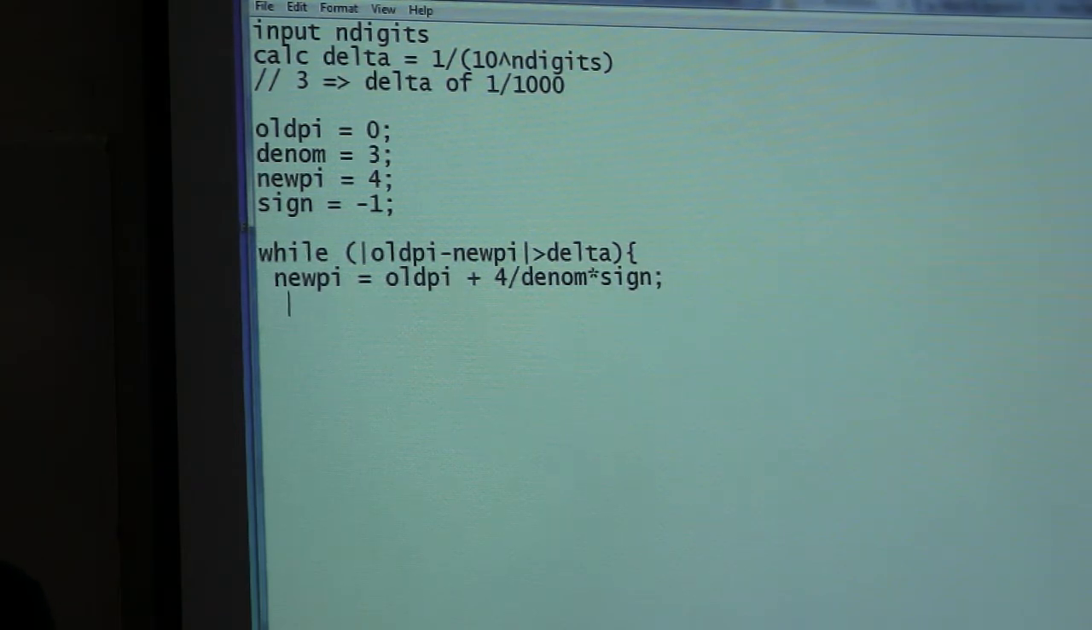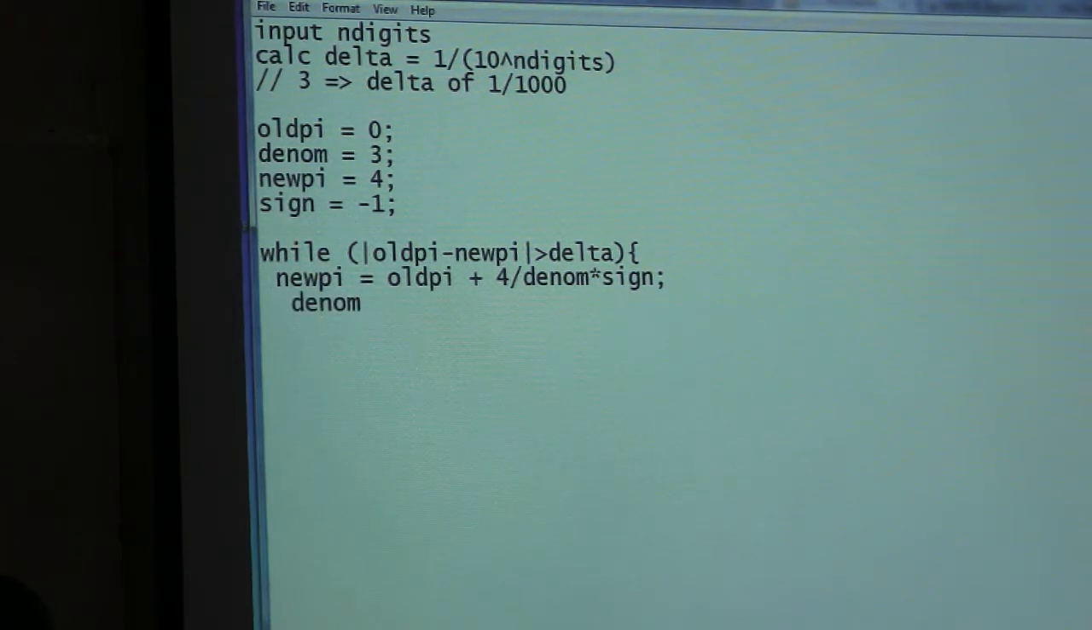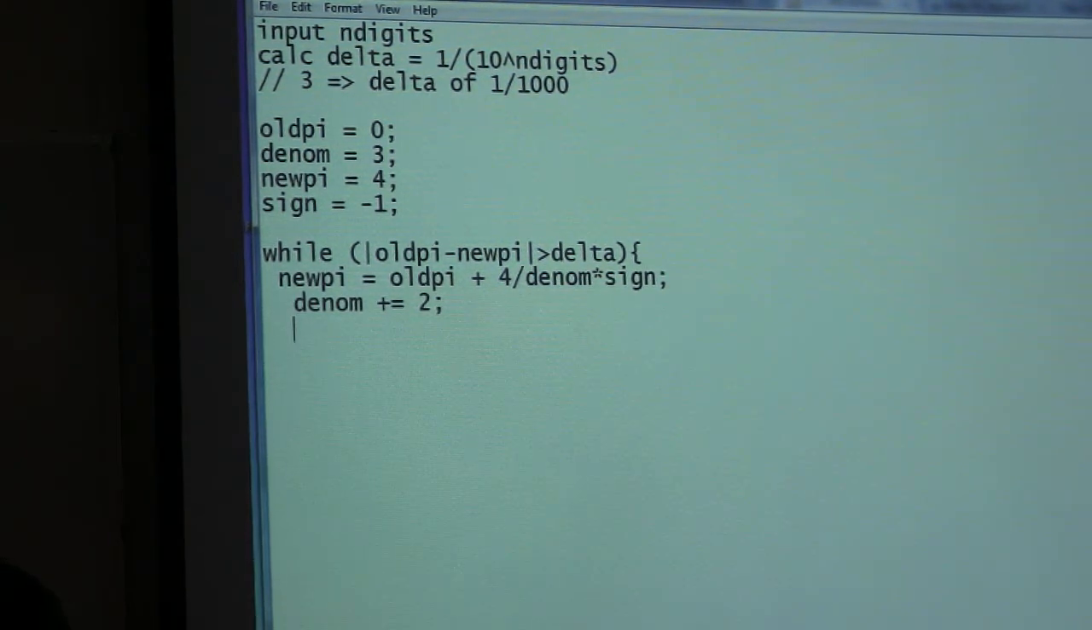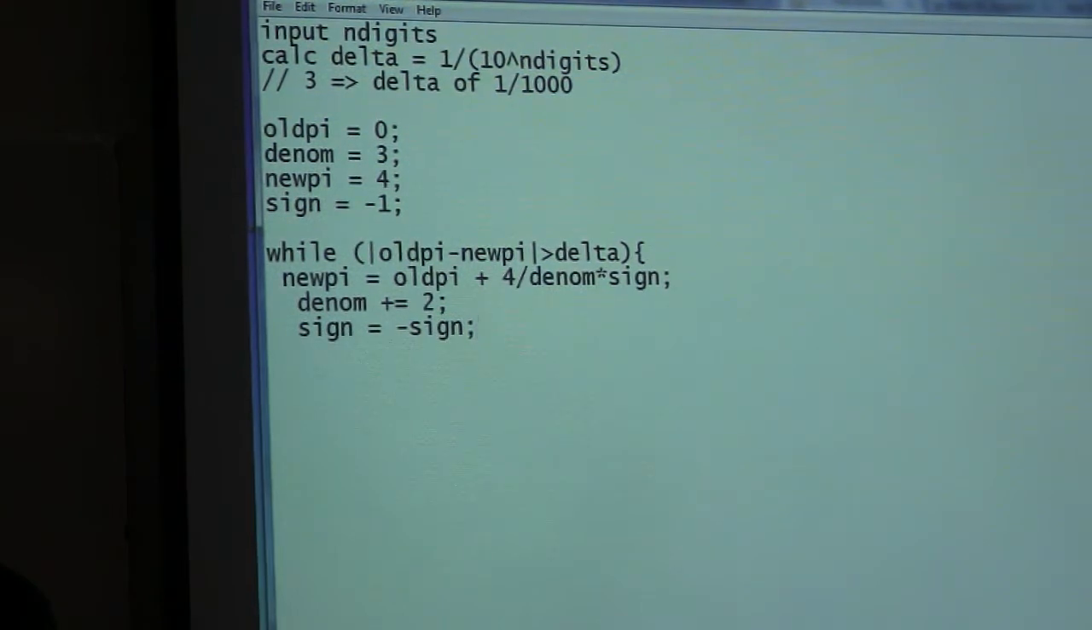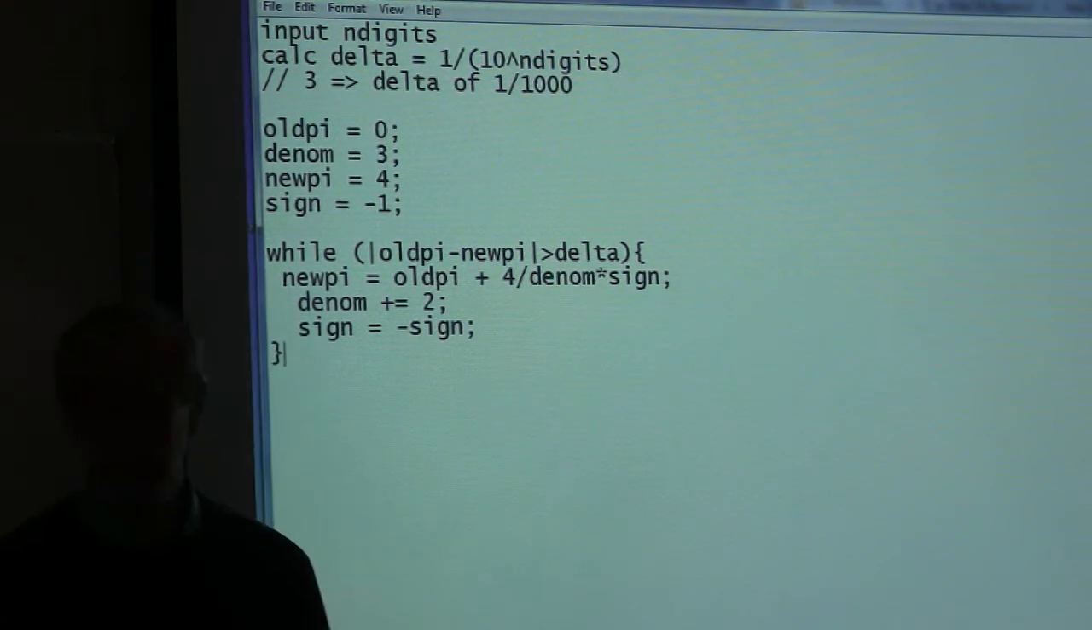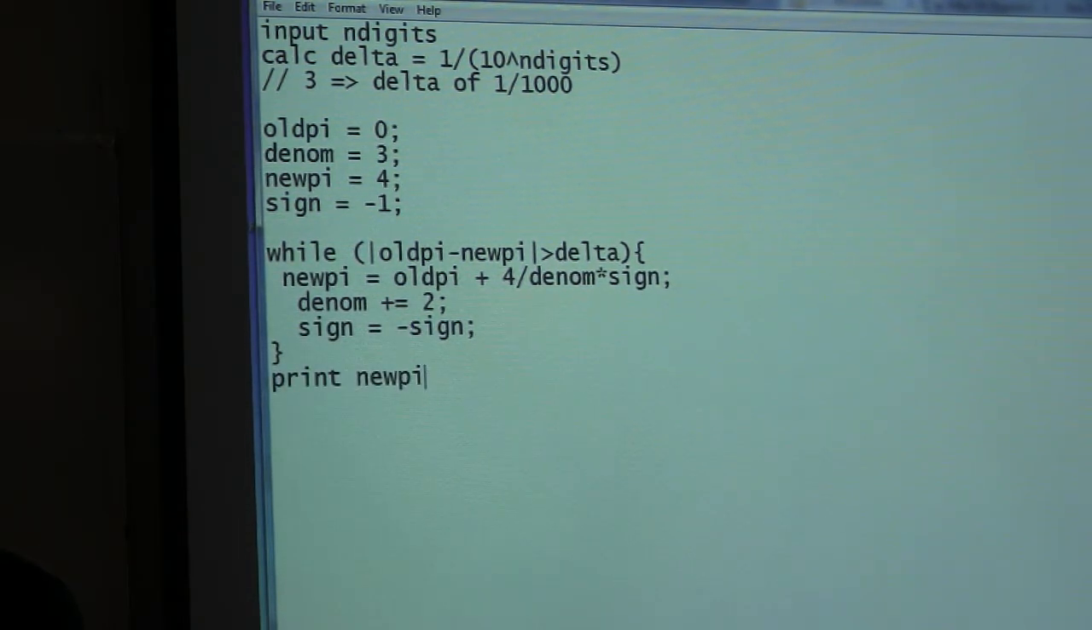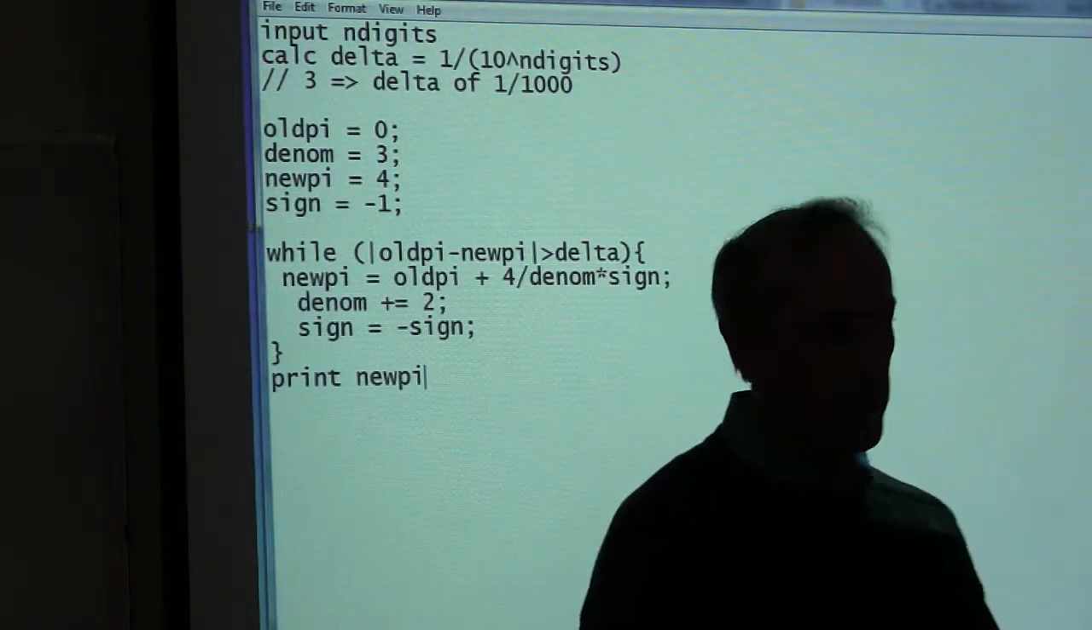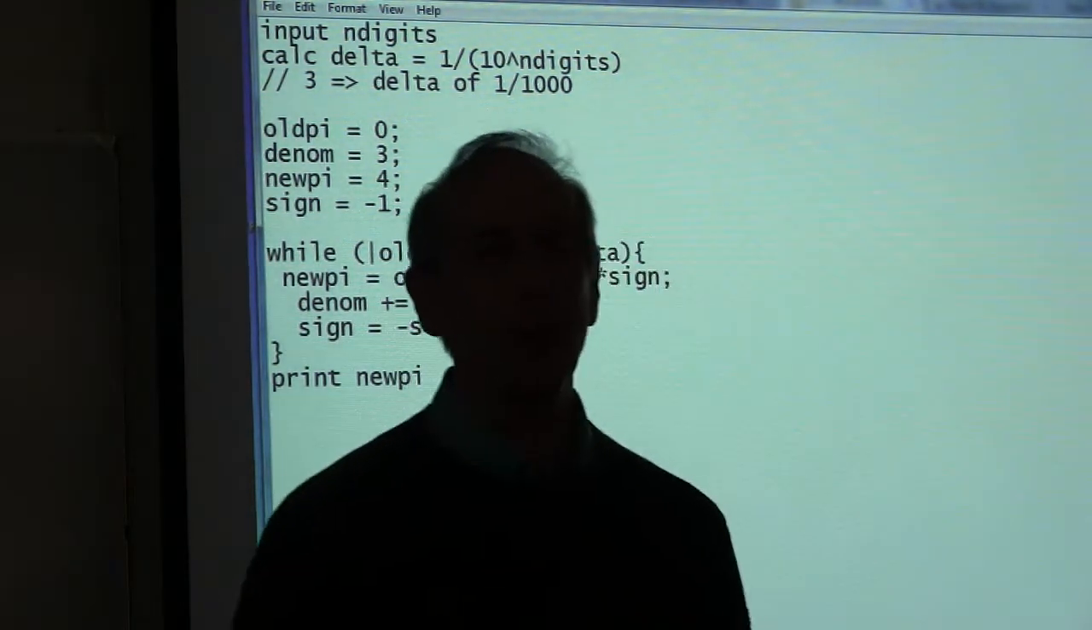Then what I can do is set up the denominator. What's the next denominator going to be? How do the denominators go? They go 1, 3, 5, 7, 9, right? So the next denominator is plus equals 2. What's the next sign going to be? Negative. Yeah, it's going to switch, so I'm going to go from minus 1 to 1. Everyone likes to multiply by minus 1, but all you have to do is switch the sign. There you go. Print new pi. You can retrofit that to print the first 10 terms. You can retrofit that to count up the number of iterations.